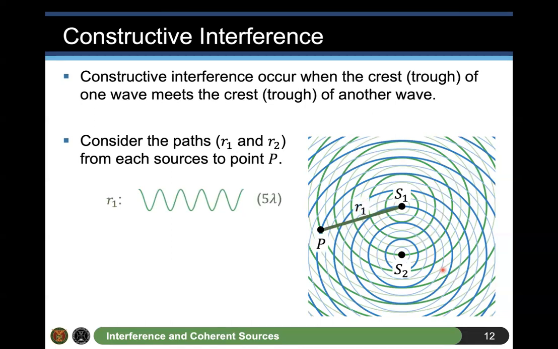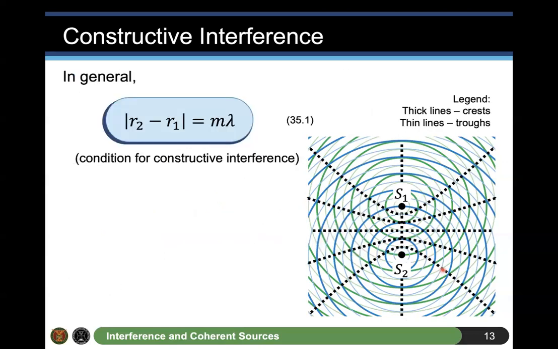From another point, okay, 5 lambda from source 1, 5 lambda from source 2. So, yung absolute difference is 0. So, we can generalize these 3 results. So, in general, kapag meron tayong 2 coherent sources, any path difference will produce a constructive interference provided that this path difference is equal to m lambda. So ito yung condition for constructive interference.